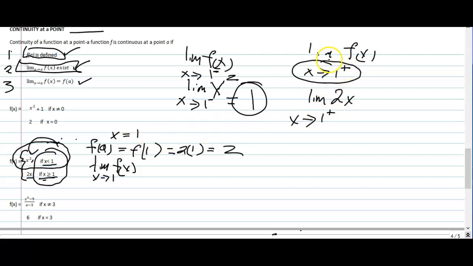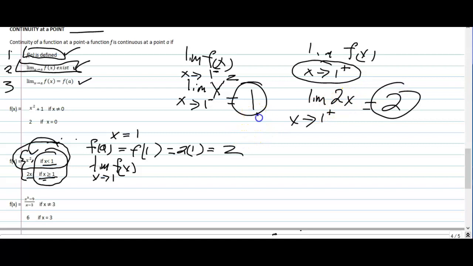Again, the limit of the function as x approaches 1 from the right means that the values for x are a little greater than 1. So if the values for x are a little greater than 1, the function becomes 2x. So substituting 1 in for x, we get the limit of 2x as x approaches 1 from the right is equal to 2.